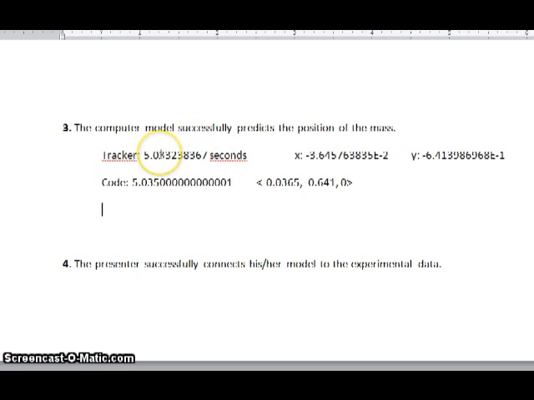So for the tracker, at 5.03 seconds, the x position was negative 0.03645, whereas in the code from the computer model, at 5.035 seconds, which is close to 5.03, the position in the x direction was negative 0.0365. So those two are very close. And in the y direction, it was negative 0.641, whereas in the computer model, it was also negative 0.641. Therefore, I can conclude that the computer model did actually predict the position of the mass correctly.